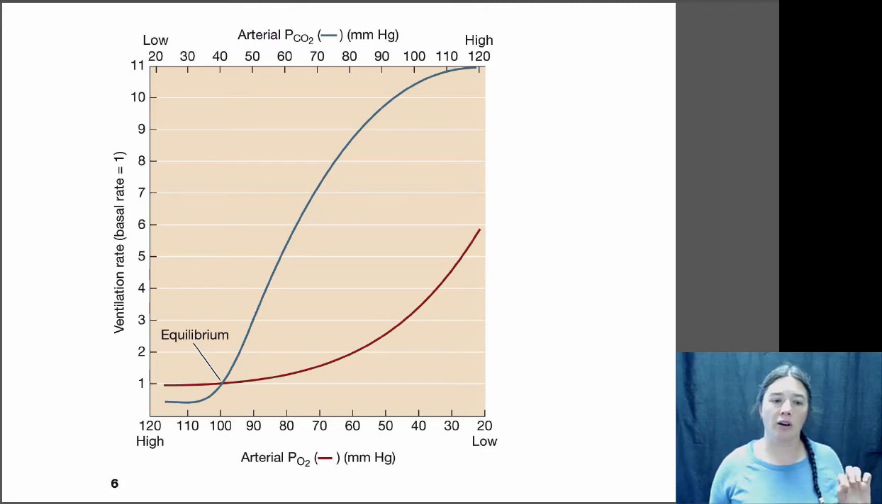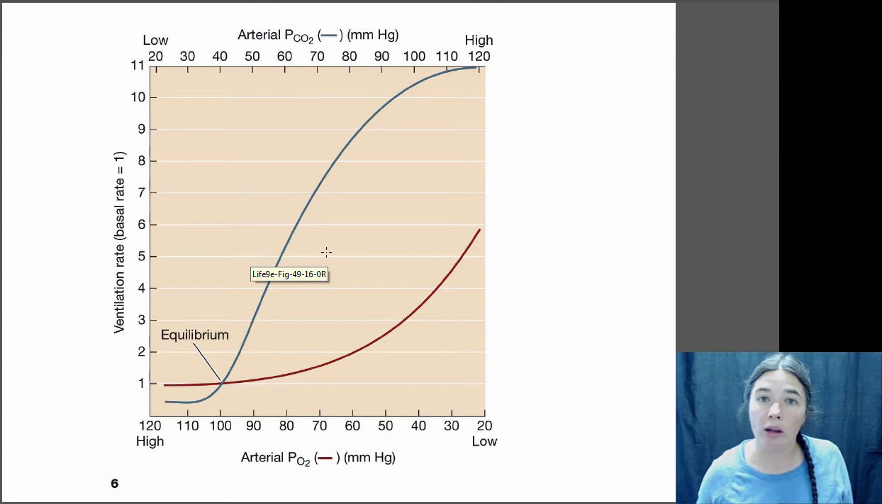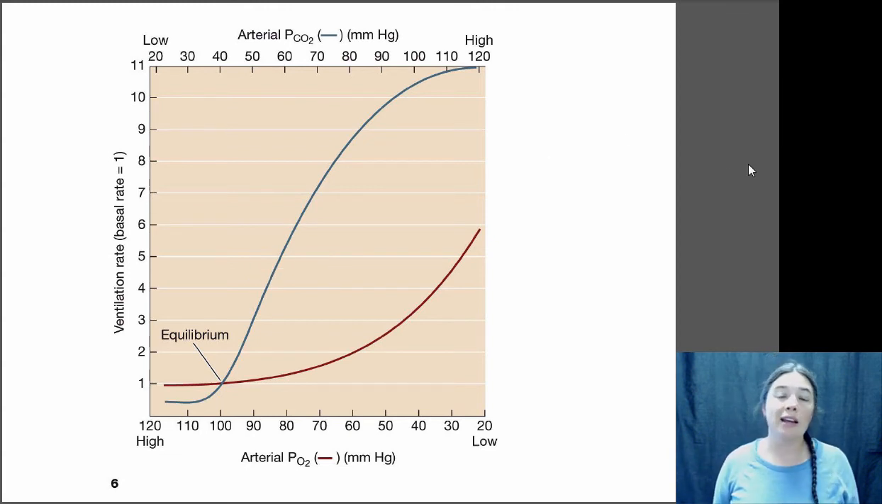So if you look at this graph here, we have a red line and a blue line. The blue line is your carbon dioxide levels going up and the effect on your breathing rate, your ventilation rate. And the red line is what happens when your oxygen levels go down. So if you look at this, you can see that you react much more strongly on the blue line to an increase in carbon dioxide than you do from a decrease in oxygen.